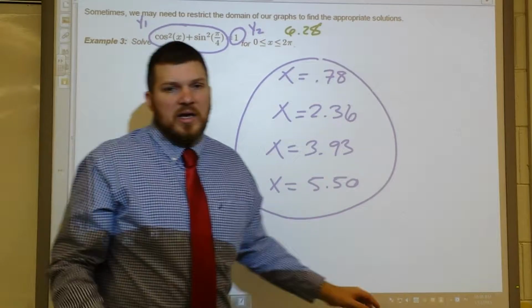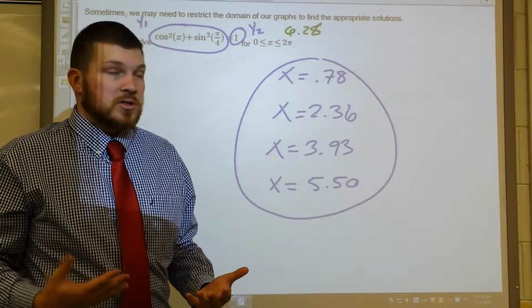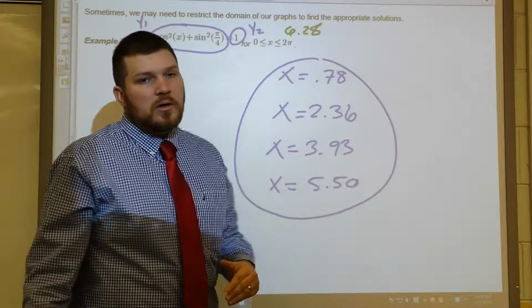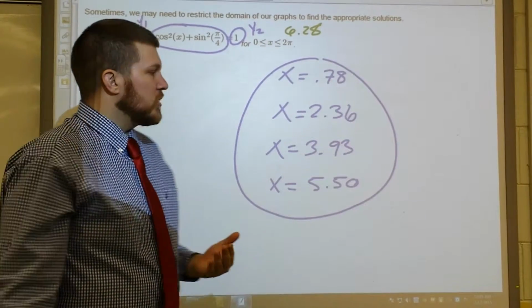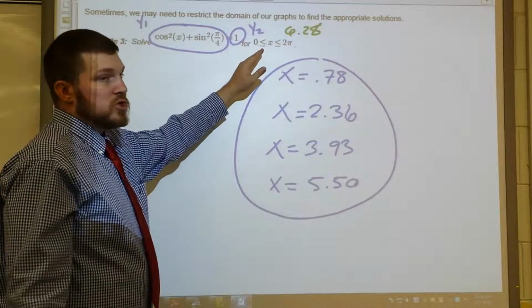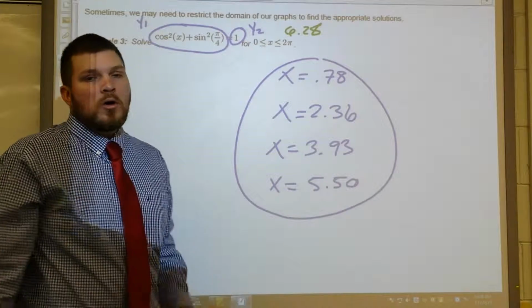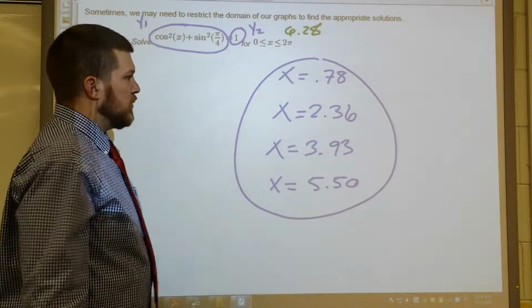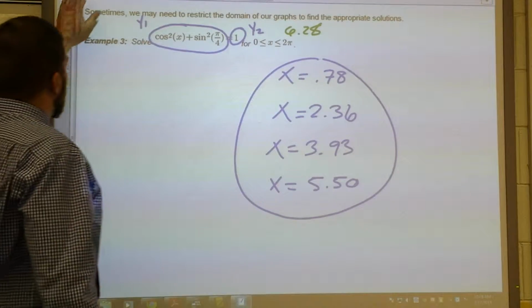Obviously, if I expanded that interval, I might have more solutions. And if I didn't have any interval at all, since it's a trigonometry equation, I would have infinite solutions. So just watch out for that if you need to restrict the domain in this case, or the range if you were restricting the y value. So keep that in mind.